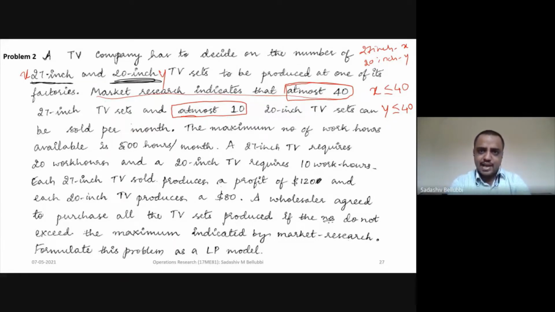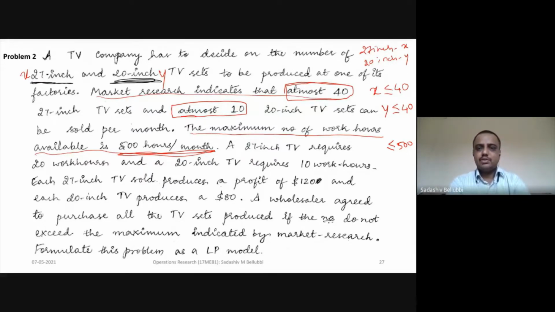Okay, next one is the maximum number of working hours. This is one more constraint they have given. The maximum number of working hours available is 500 hours per month. Just read the statement. It means that we need to write one more constraint with respect to the working hours, which should be less than or equal to 500, because only 500 hours per month are available.